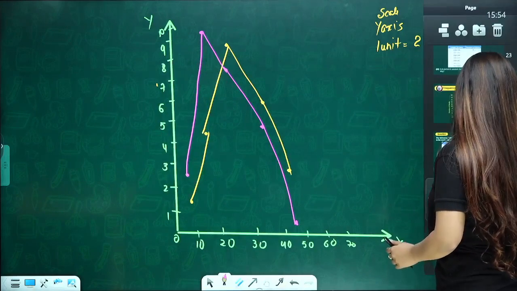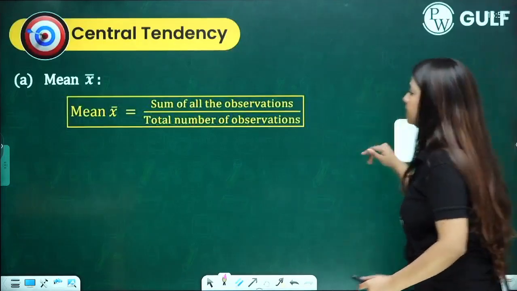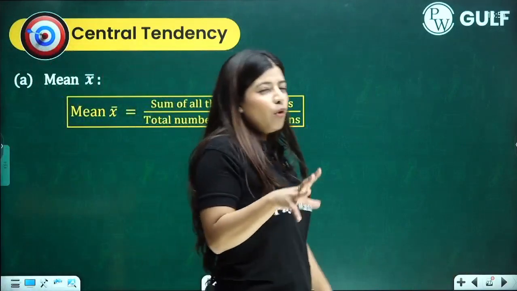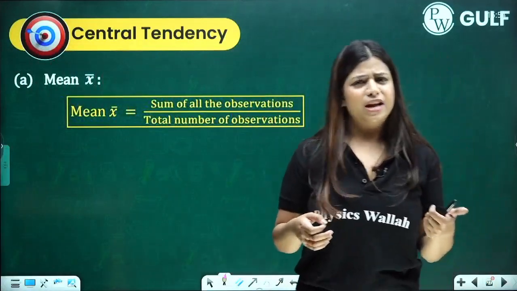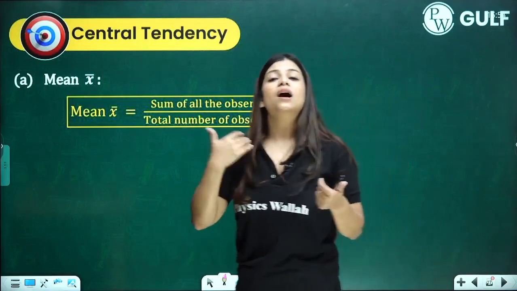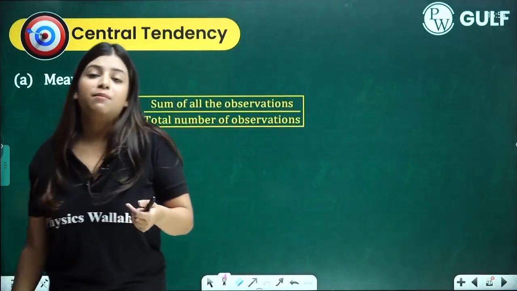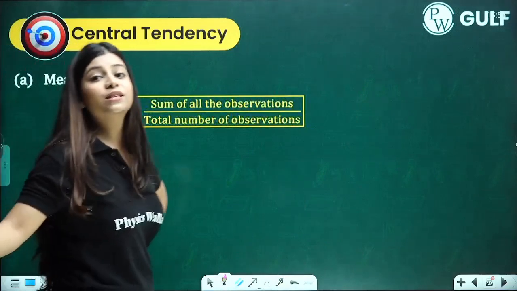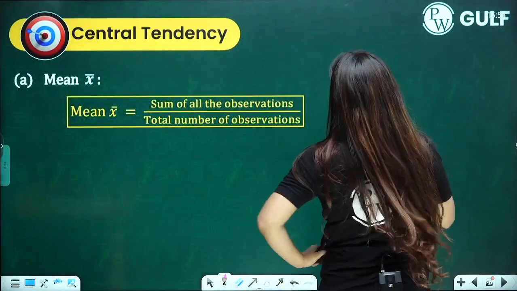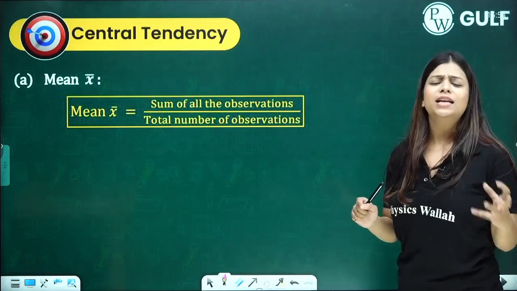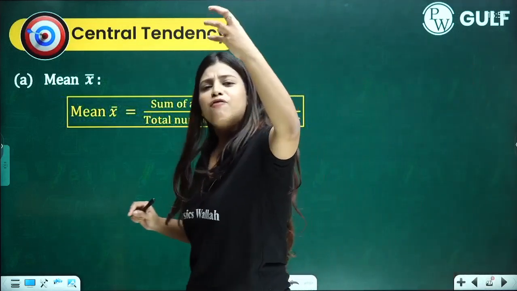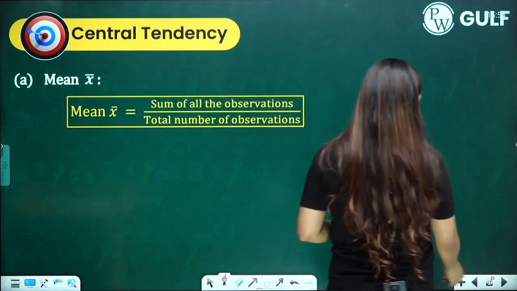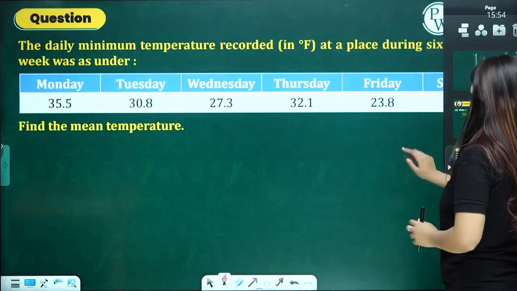Now let's move forward to the next part, that is the central tendency. Now what are central tendencies, students? From that data, what values we can get, like the average, the mediocre, the median, or what is occurring the most number of times. When we talk about simply our mean, mean means what? As simple as that, sum of observations upon number of observations.